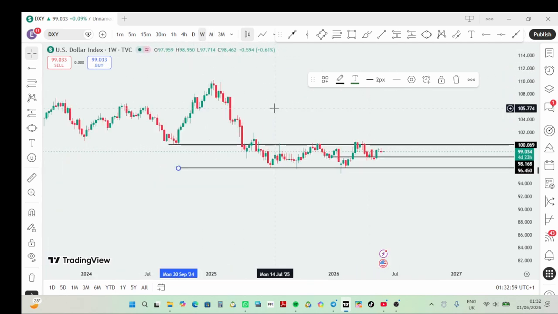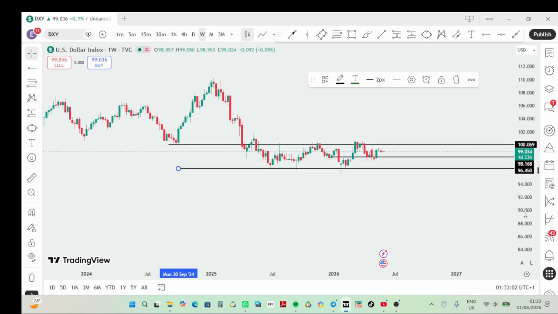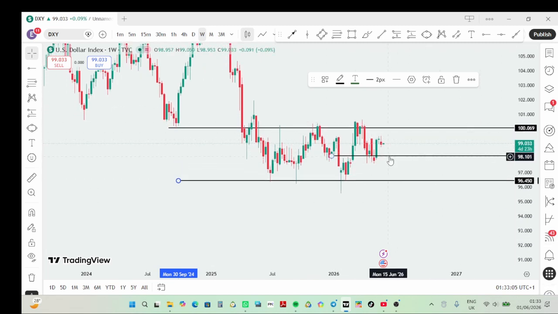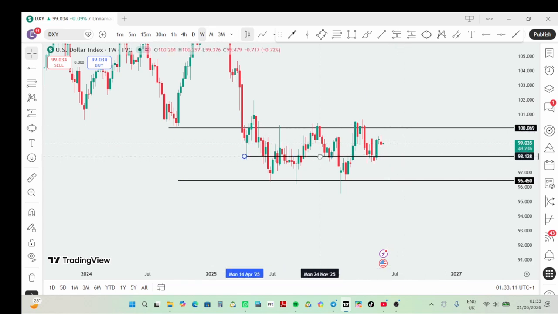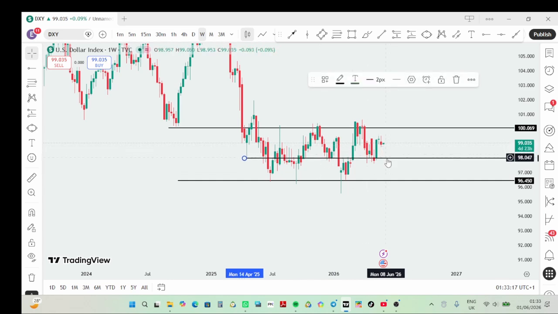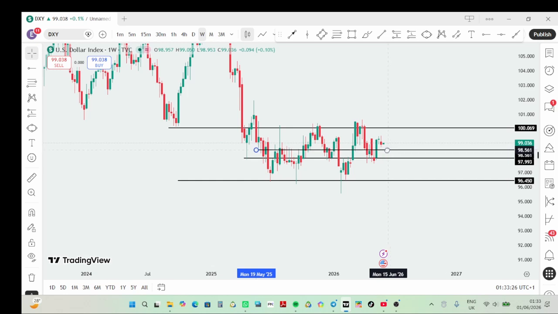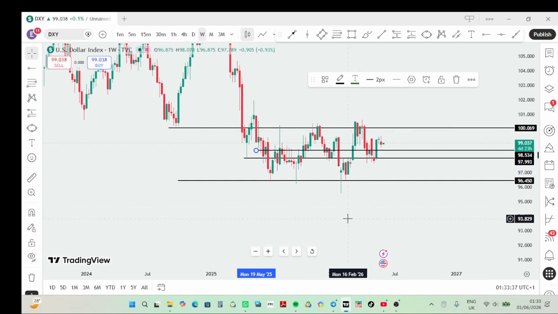So let's see what DXY is saying on the weekly time frame. As I said, I want to see DXY come to this level before it starts going up. I would like to see DXY fall to this point, or rather, it can fall to this level here, anyhow it chooses to go. But once I see DXY bouncing off this point, I'll be looking for a bullish opportunity to the upside, that is to the 100 level.